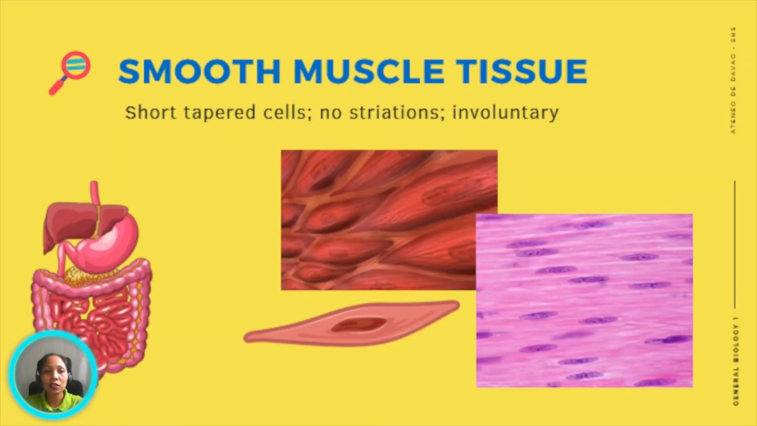Smooth muscle tissue is made of short, tapered cells. This muscle tissue has no striations, compared to skeletal and cardiac muscle tissues, and the contraction of this muscle tissue is involuntary.